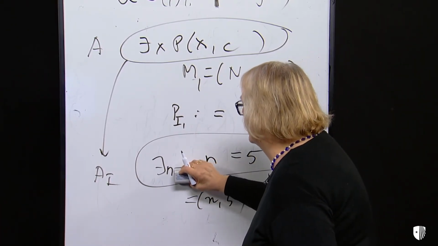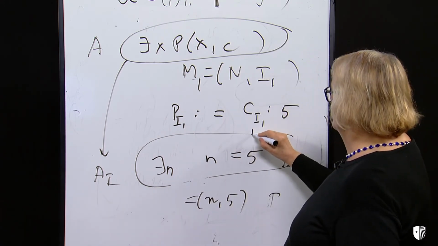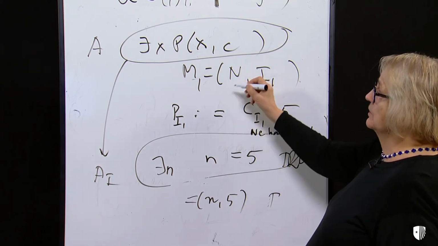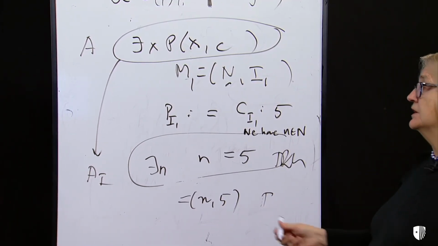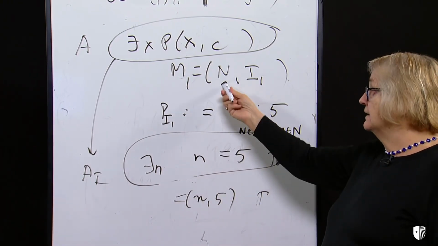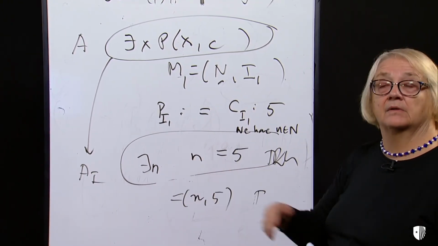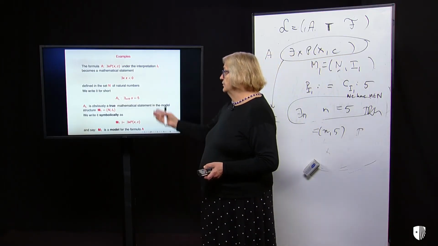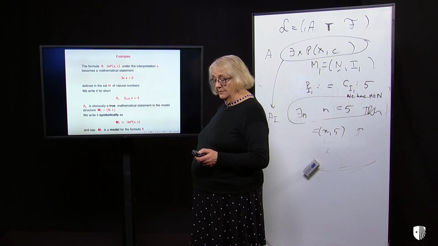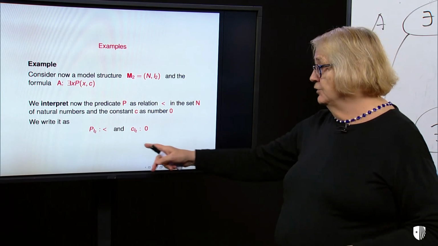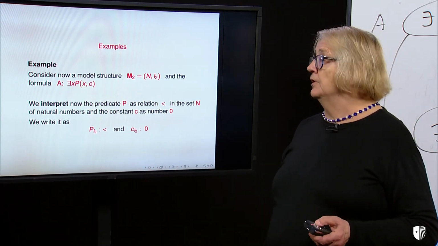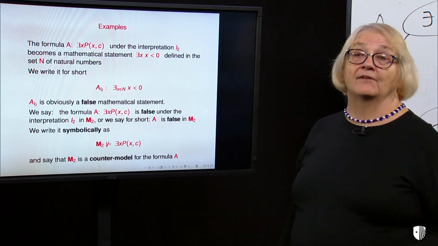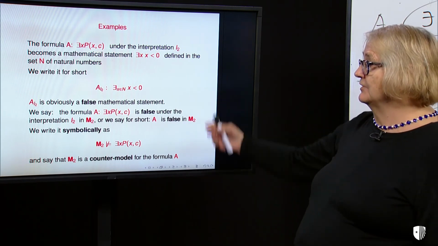You can write just n, but remember that n is a natural number, because our universe was natural numbers. So that formula is true in the set of natural numbers, but you can also write n in N, because we are now in natural numbers. And then you can have another interpretation for the same formula. Like if you interpret P as less and c as 0, under that other interpretation the formula says there is a natural number less than 0.